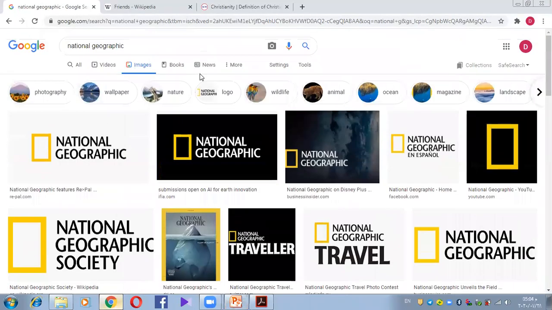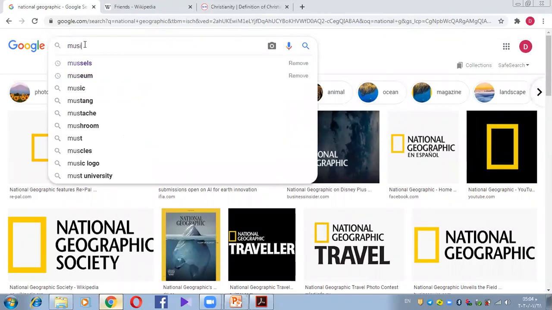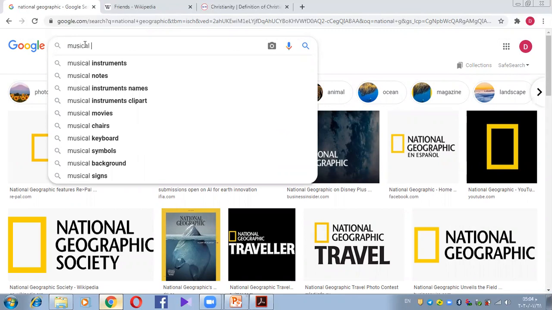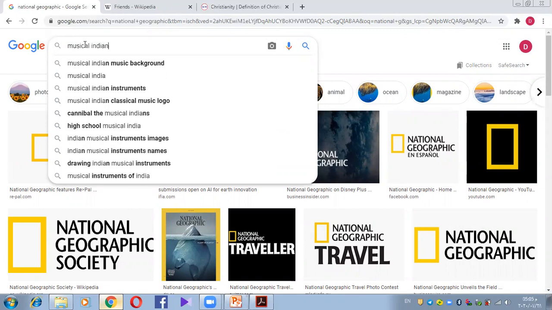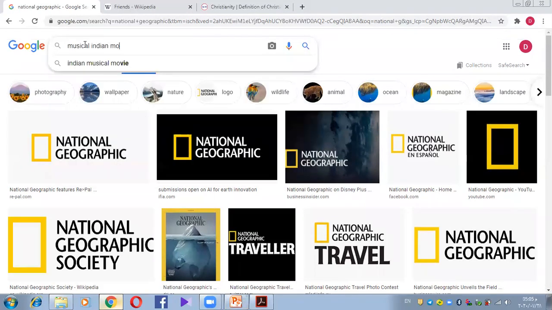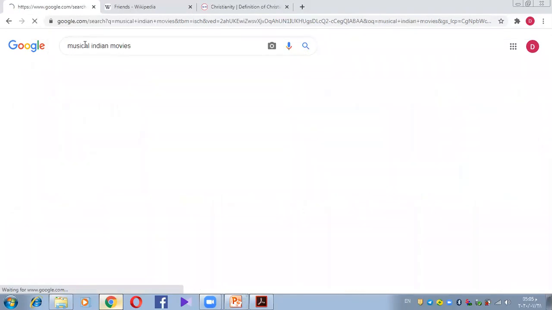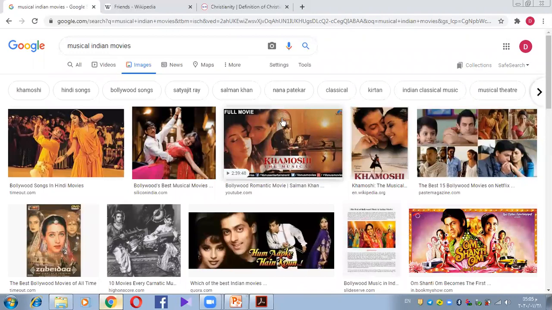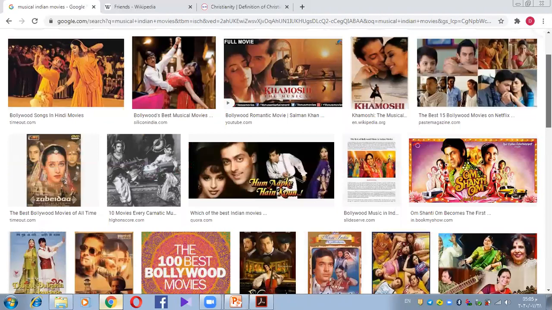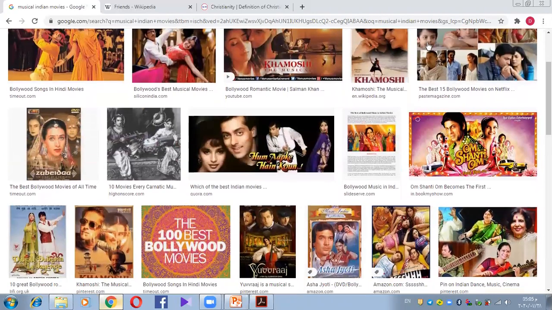Then we have musicals, like Indian musical movies. You know what Indian musical movies are? All the time they are singing and dancing from the beginning of the movie till the end of the movie. So this is called musicals in English.